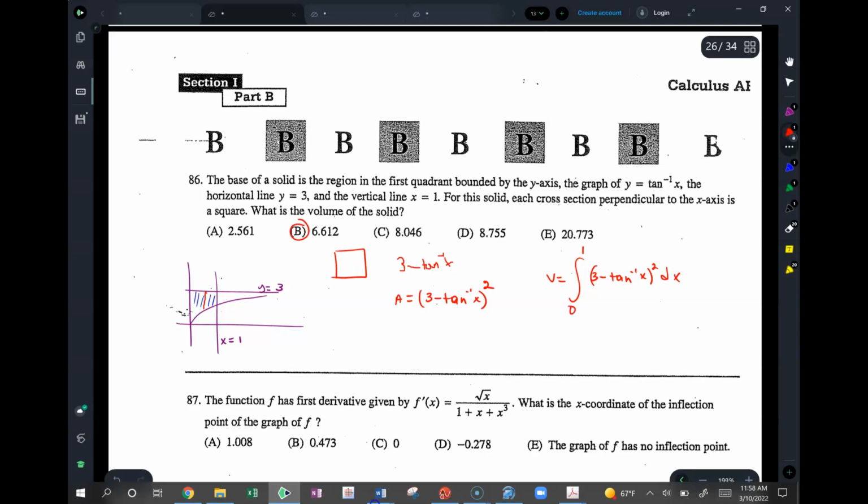So when do we use the pi? The pi is when it's revolved. Yep. Okay, other questions? Yes, Ella.